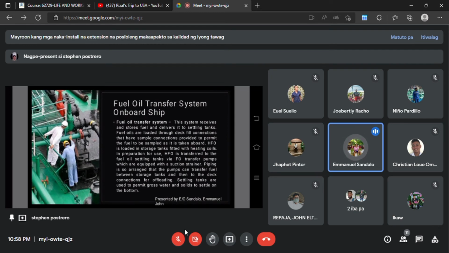HFO is loaded in storage tanks fitted with heating coils. In preparation for use, HFO is transferred to the fuel oil settling tanks via FO transfer pumps, which are equipped with a suction strainer. Piping is so arranged that the pumps can transfer fuel between the storage tanks and into the deck connections for offloading. Settling tanks are used to permit gross water and solids to settle on the bottom.